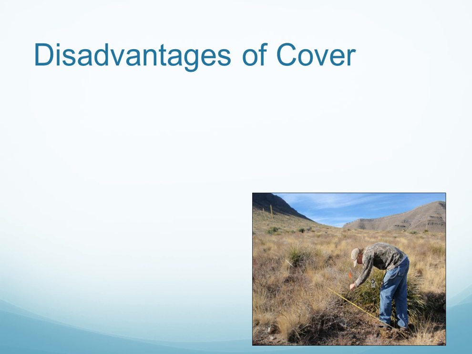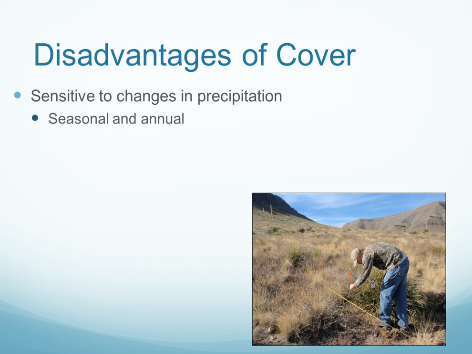There are also some disadvantages of cover. First of all, it is sensitive to changes in precipitation. And by this I mean both seasonal changes as well as annual or interannual changes. So the size or the amount of cover that we have, especially canopy cover, will vary throughout a year as the amount of precipitation and also favorable temperatures for plant growth occur.